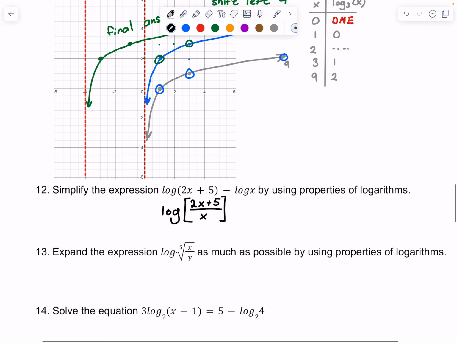And that's it. There's not a whole lot else we can do. It's combined into one expression, and that's the final answer.